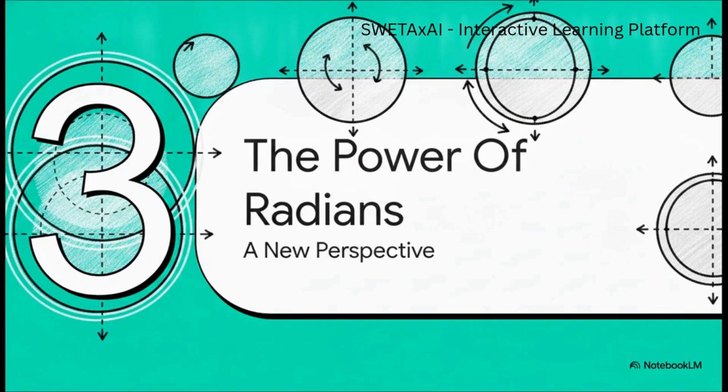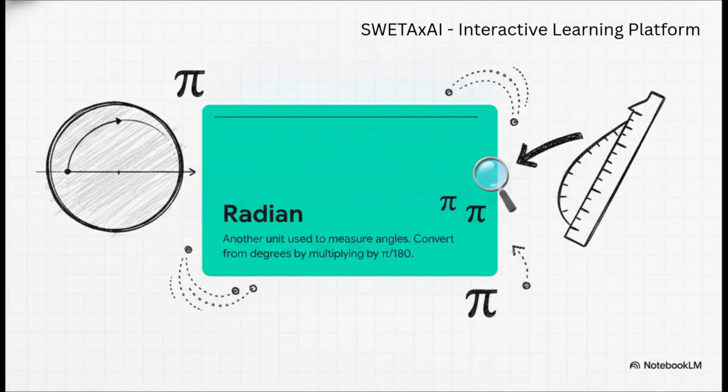Okay, moving on to part 3, the power of radians, giving us a totally new perspective. So what is a radian? Basically, a radian isolates the true relationship between a circle's radius and its arc. It totally frees us from that completely arbitrary 360-degree system we're so used to. To make the jump from degrees into this much more natural mathematical language, all you do is multiply your degrees by pi and divide by 180.